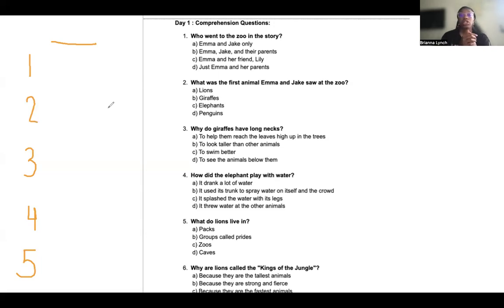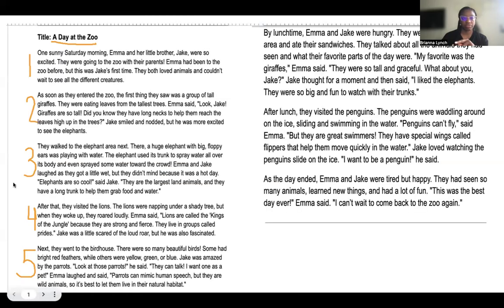All right. So who went to the zoo in this story? Was it Emma and Jake only? Was it Emma, Jake, and their parents? Was it Emma and her friend Lily, or just Emma and her parents? So you may be able to shout this answer right off the bat and circle it, and that's great, but you also need to go back in the story and find your proof. So even if you know this answer, we are still going to go back to the story, and we have to find our proof on who went to the zoo.